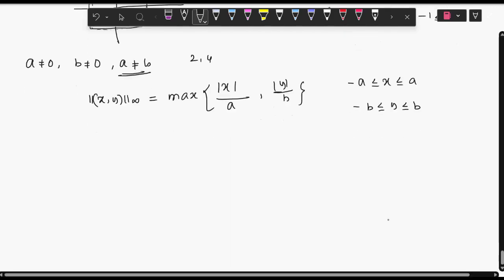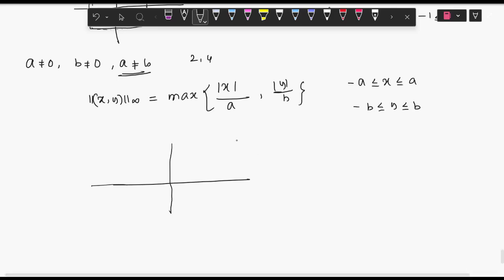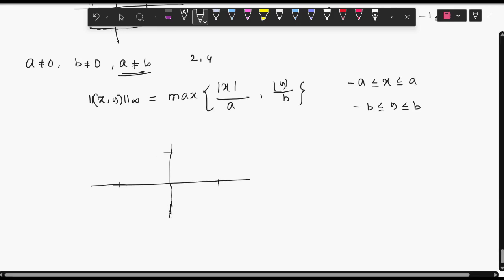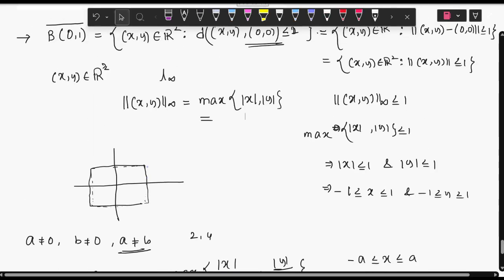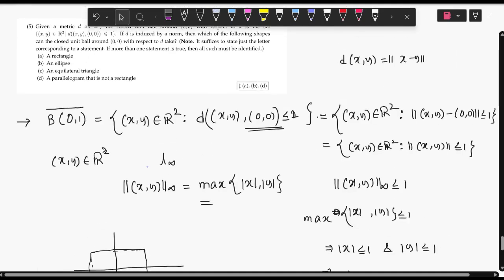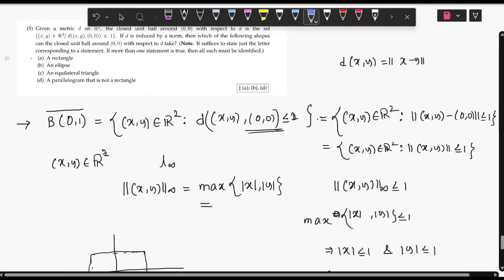So in that case, the figure changes. This is the y equal to b line, this is the y equal to negative b line, this is the x equal to a line, and this is the x equal to negative a line. That gives you the closed rectangle. So we need to scale it. If we scale the L infinity norm, then we can get a rectangle.